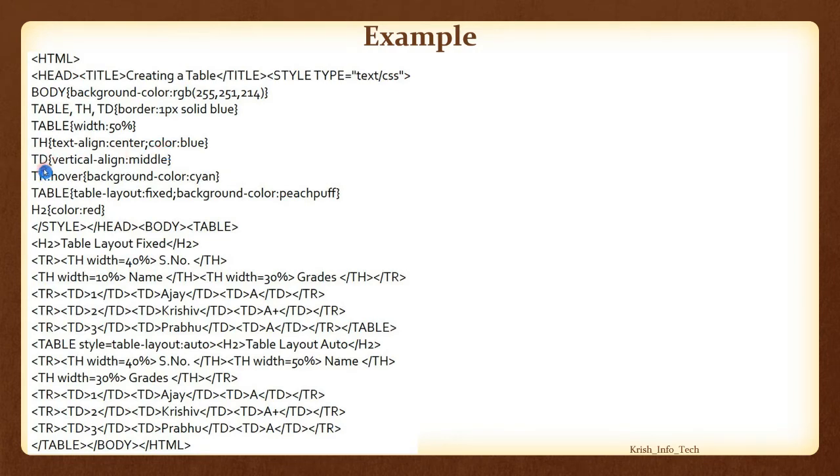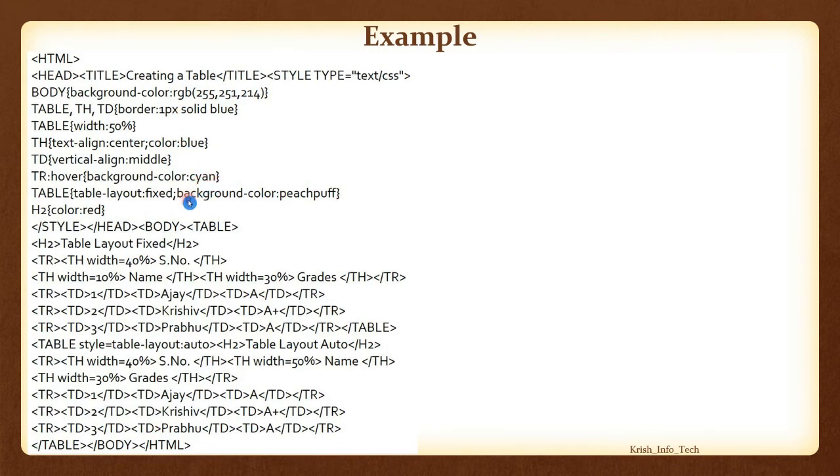Next TD, table data. Here I'm giving the vertical alignment, so that is middle. Data will be shown in the middle of the cell. Then TR hover, background color, Zion. So here you can use any color. When the mouse pointer is kept over any particular row, that will turn into Zion color. Okay. Next table layout, fixed. I'm just using the table layout as fixed and the background color. Okay. So these are the properties which we have learned.